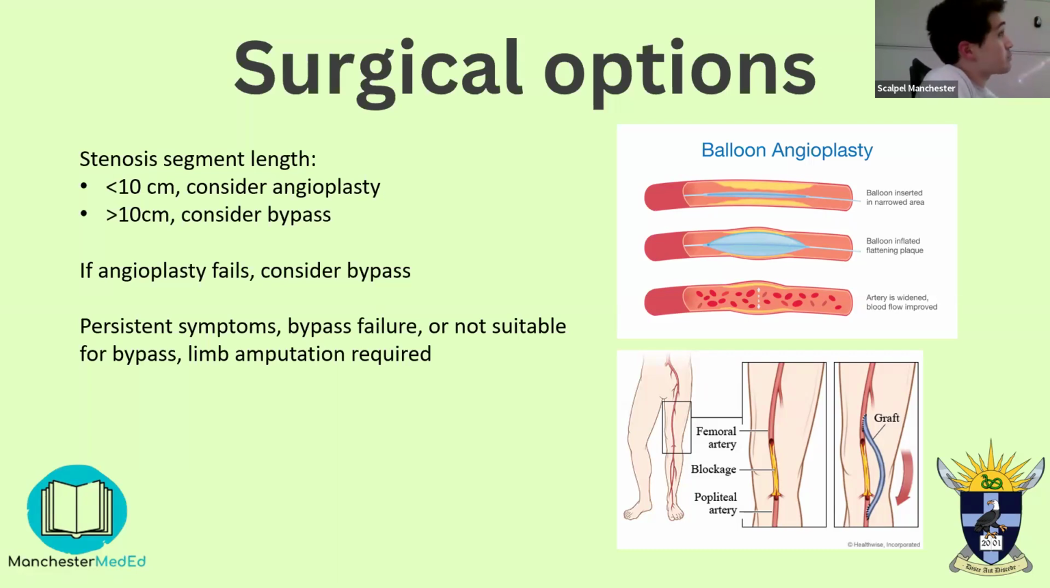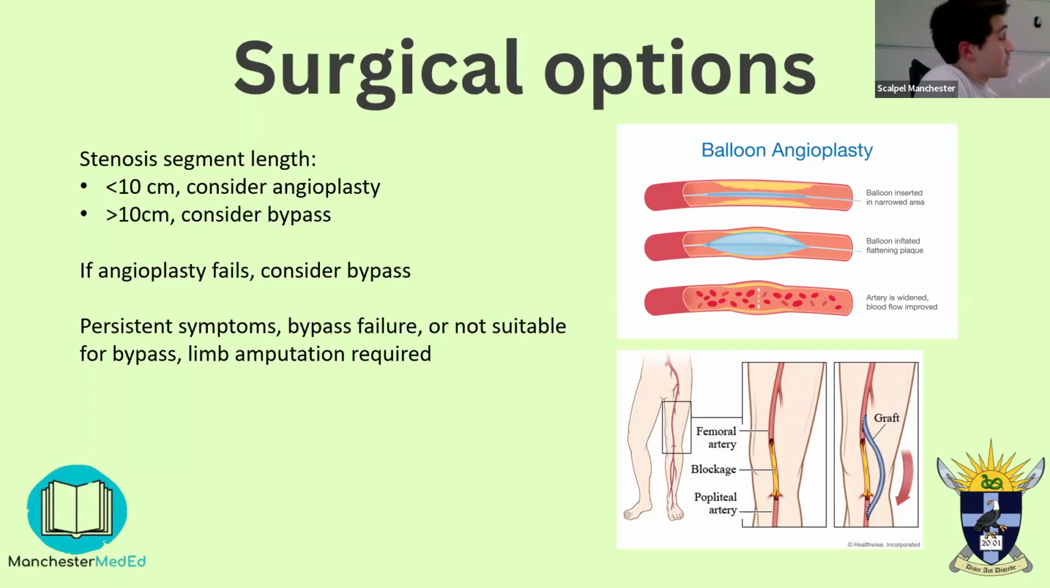The real world is a little bit more complicated than this. So in the real world, they use something called a glass score. So this is another one of these scores that has recently come out and has been validated, which takes into account all different elements of the patient's anatomy, and that's usually what's used to decide whether someone has an angioplasty or a bypass. But general rule of thumb, less than 10 centimeters angioplasty, more than 10 centimeters bypass.